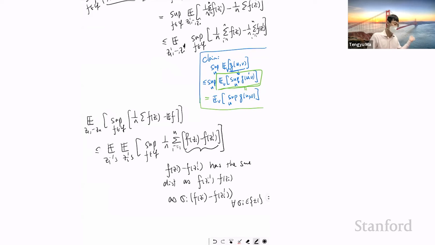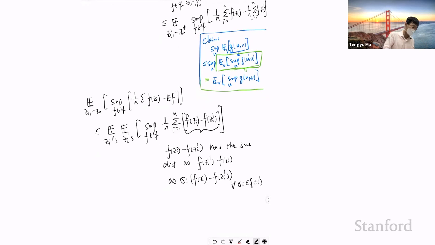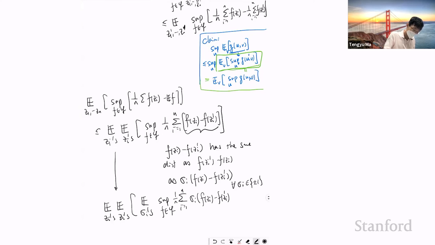Right. If it's -1, if it's +1, it's the same thing. If it's -1, you just flip the order. And that means that you can, for free, introduce this random variable sigma i and not change anything. So if you introduce this Rademacher random variable and you take expectation over sigma i's, you multiply sigma i with this f(z_i) minus f(z_i prime).